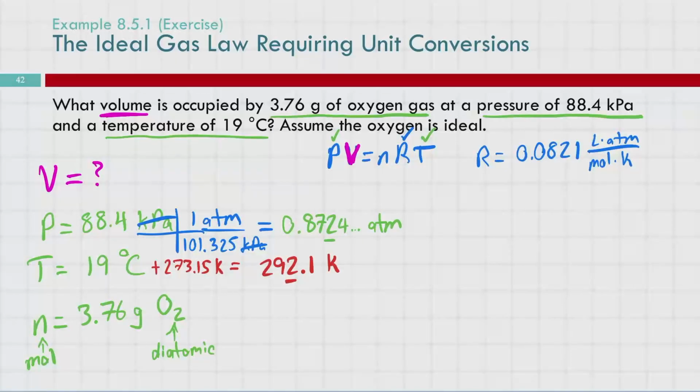And since it's O2, we're dividing by 2 times the molar mass of oxygen, grams, and then moles flips to the top. Cancel the wrong thing out. Okay, so 3.76 divided by 31.998.